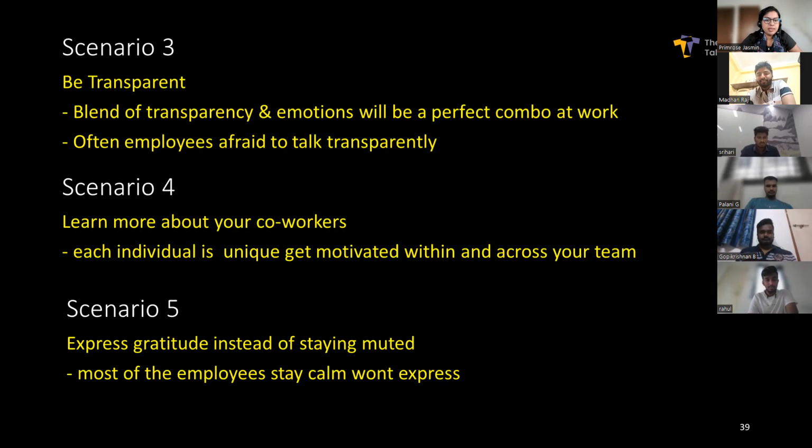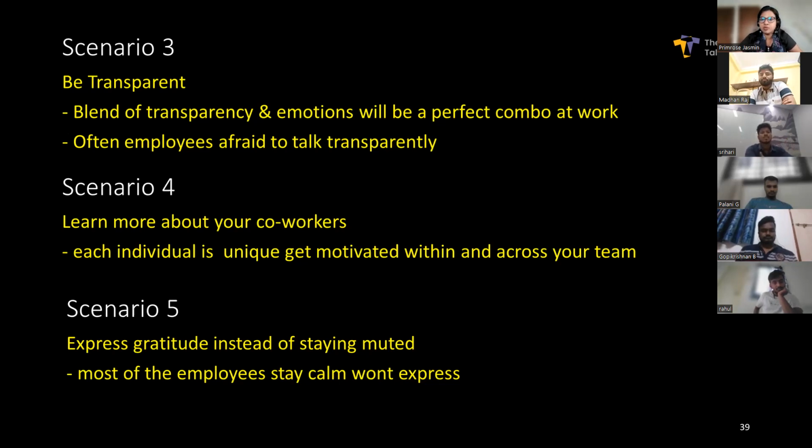The fourth scenario: learn more about your coworkers. Each individual is unique, get motivated within and across your team. When you learn more about your co-workers, you can learn what they like, what they don't like, their values especially. And you can also know their birth dates, if they are married, their marriage anniversaries. And if it is allowed to wish in your professional setup, you can go ahead and wish. You can even give a surprise birthday cake.